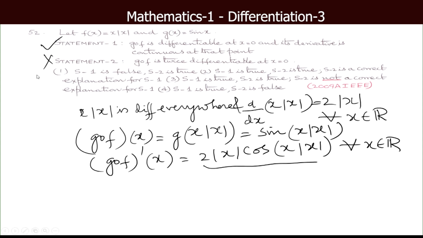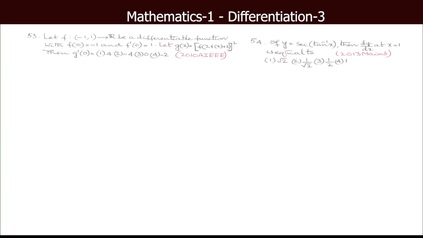So, statement 1 is correct and statement 2 is false. So, that is the fourth option. f maps the open interval (-1, ∞) to R, and f is a differentiable function with f(0) = -1, and derivative of f at x equal to 0 is 1. Let g(x) = (f(2f(x) + 2))². Then what is g'(0)?